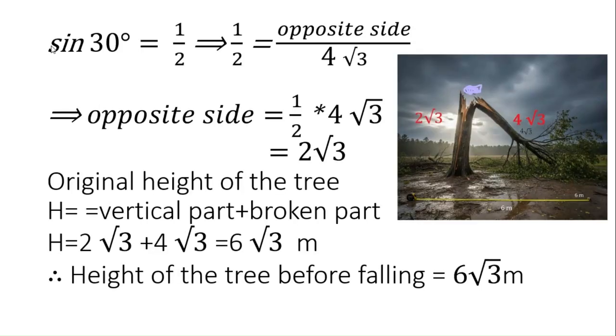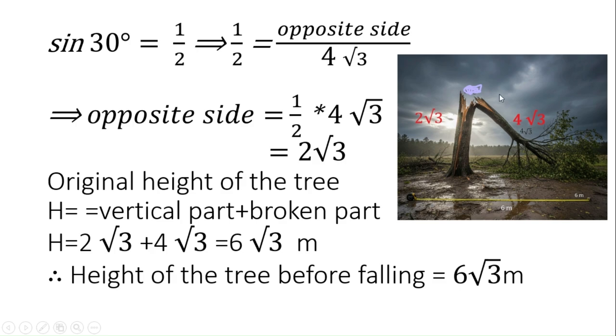Now sine 30 value, we know it is nothing but 1 by 2. So we are just substituting the sine 30 value here. 1 by 2 is equal to opposite side by 4 into root 3. Further simplification, transposing the terms, opposite side is nothing but 1 by 2 into 4 into root 3. After simplification, it becomes 2 into root 3. So what is 2 into root 3? It is nothing but the vertical part of the tree that is remaining on the ground.